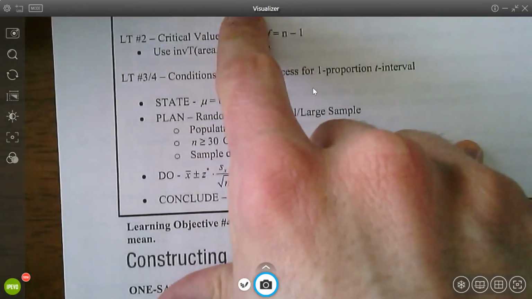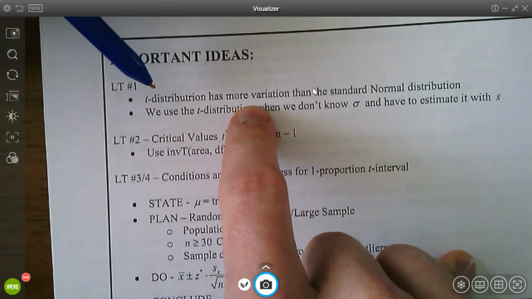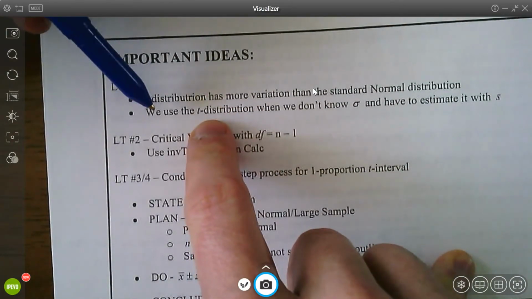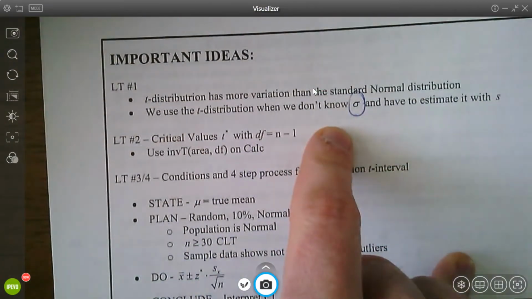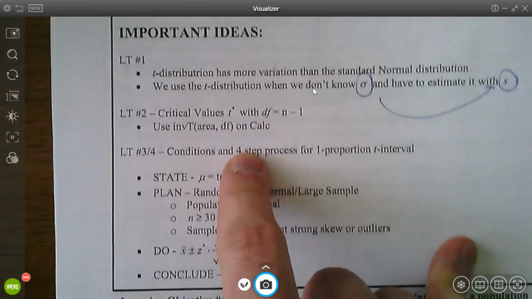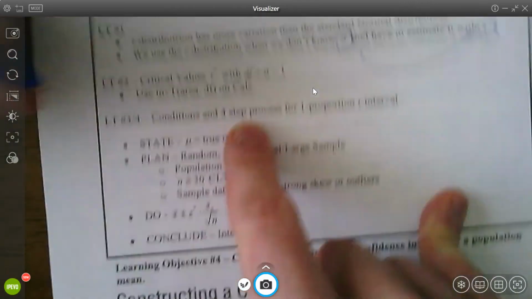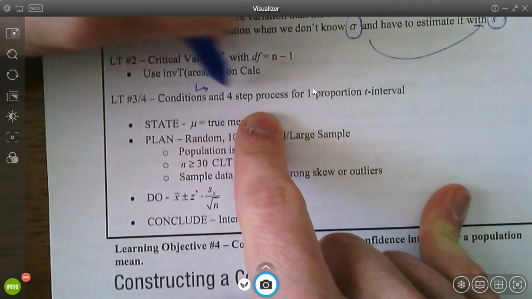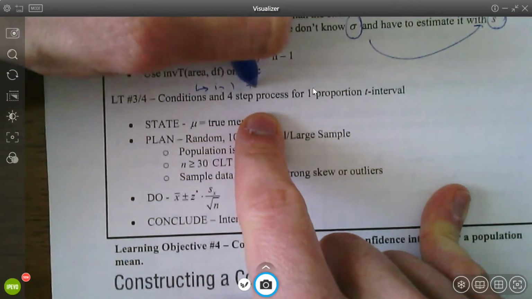All right, so let's do a summary. So important ideas that you're going to see here. The T distribution has more variation than the standard normal model. We use the T distribution because we don't know the population standard deviation, and we have to estimate it with the sample standard deviation. Creates extra variability. We went through how to do a critical T value. This is the area in 1 tail.